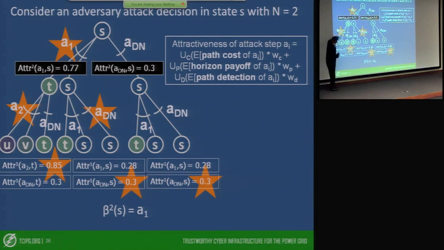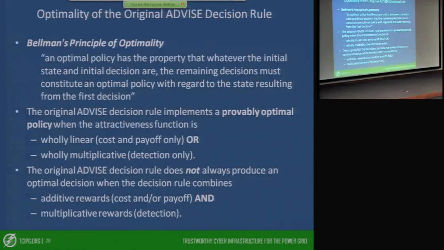For those of you who know Markov decision processes, this is just a typical solution of a Markov decision process, but it makes a certain assumption, and I'll go into this. This is just the equation, we won't worry about this. It makes an assumption that we have Bellman's principle, which says that we can make those choices, if you will, we can prune by computing attractiveness at each level as we work our way up. We can prove, and Elizabeth in her thesis did prove, that this is an optimal policy with regard to the attacker intent when it's wholly linear, which means that we have non-zero weights on cost and payoff only, or when it's wholly multiplicative, where we have non-zero weights only on detection.